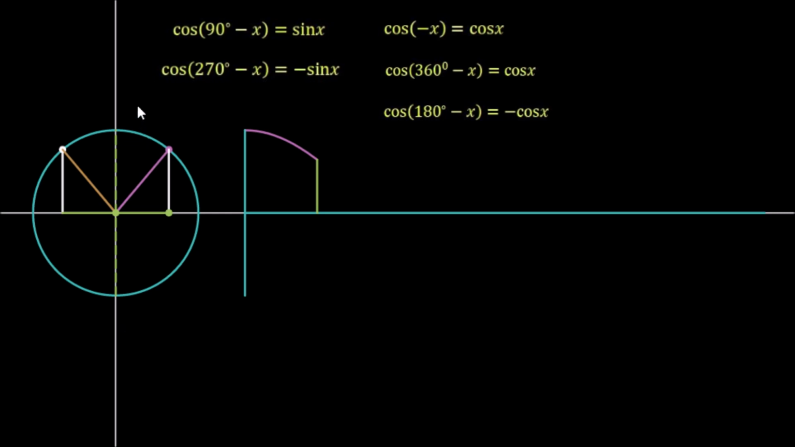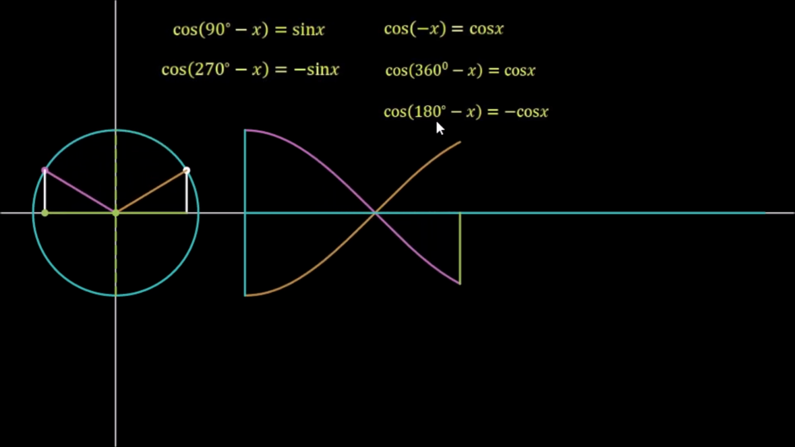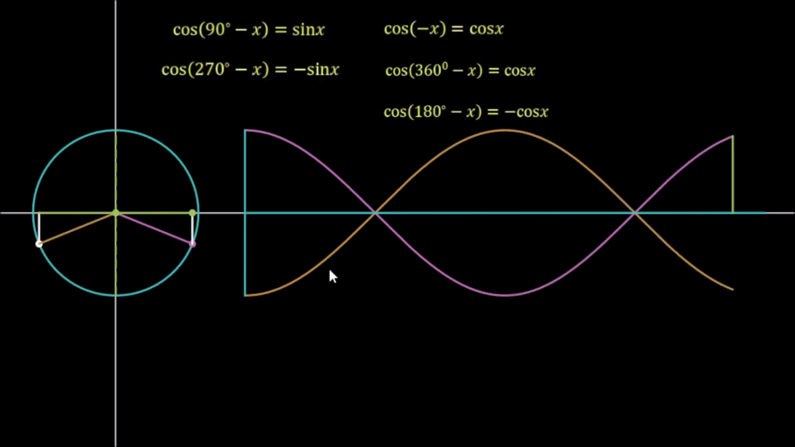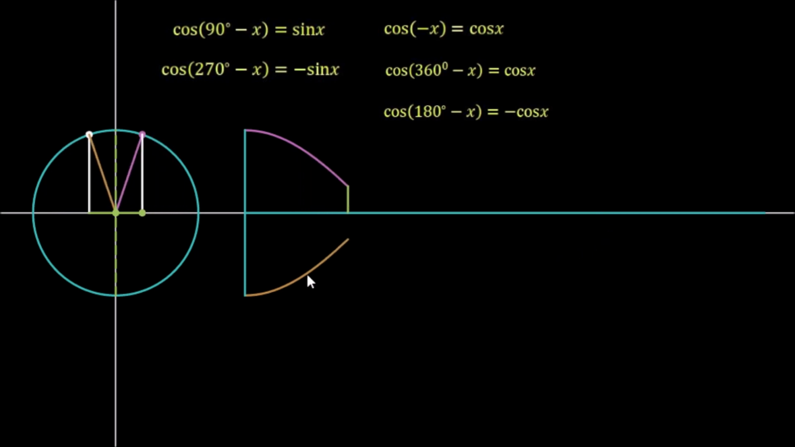Now we're going to reflect in the vertical axis here. So this point here gets reflected over to this point here. And whenever we run through the simulation, we're going to get the cos of 180 minus x is equal to minus the cos of x. And you can see minus the cos of x here.